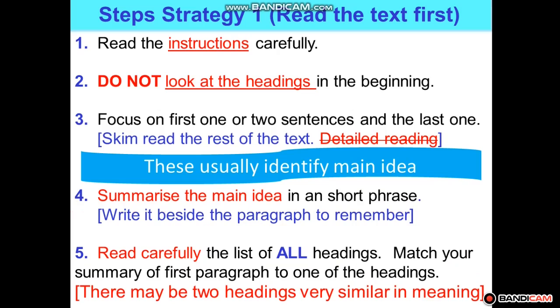Okay. So there may be 2 extra headings, because there are additional headings. Some of them will not be required at all. They will be just distractors. Fine? Okay. Number 6, repeat this process.